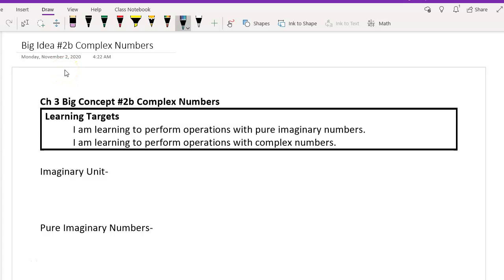Hello, scholars. So today we're going to be looking at big idea number 2B, complex numbers. Our learning targets for today: I'm learning to perform operations with pure imaginary numbers, and I'm learning to perform operations with complex numbers. So the first thing we really need to define is what is an imaginary unit.